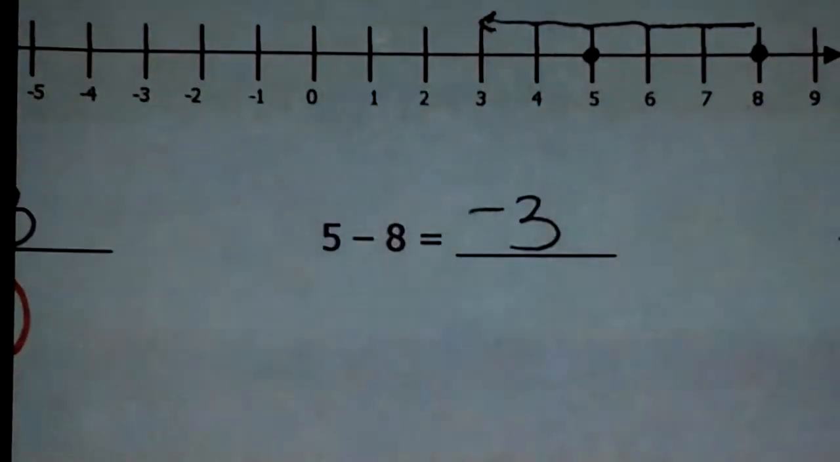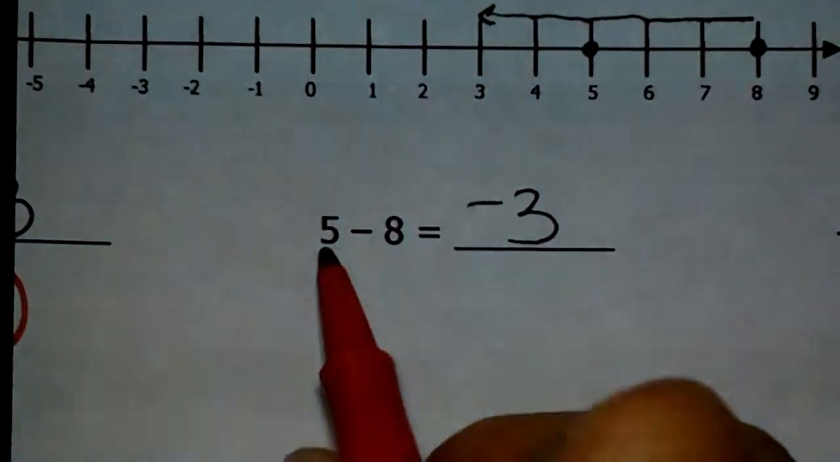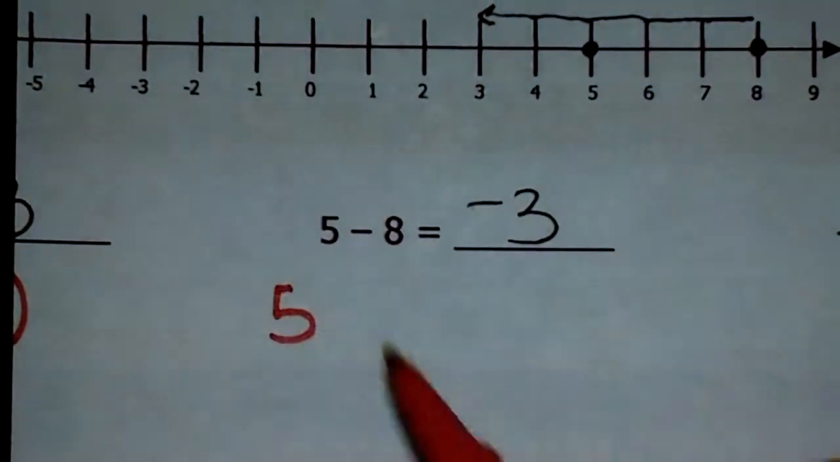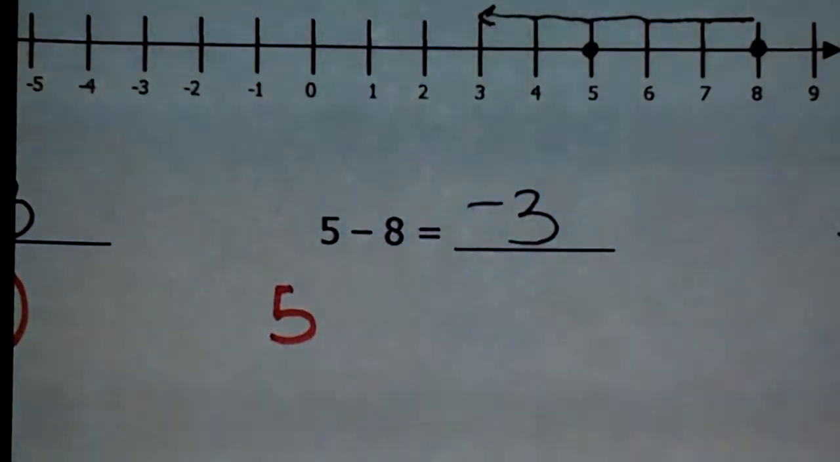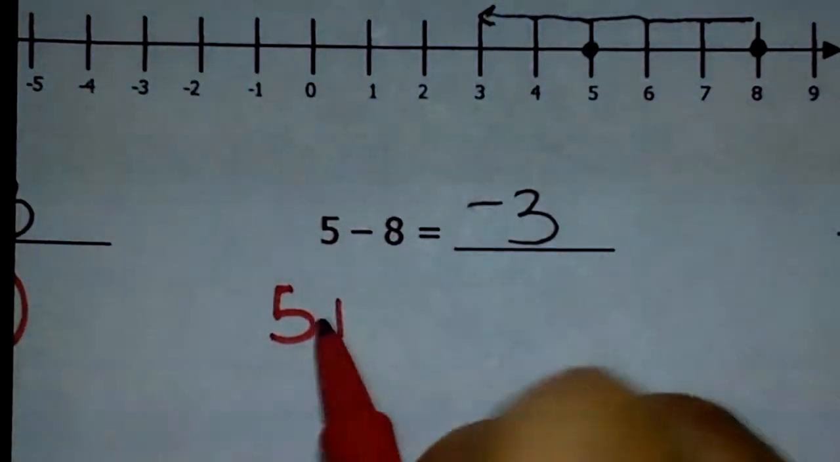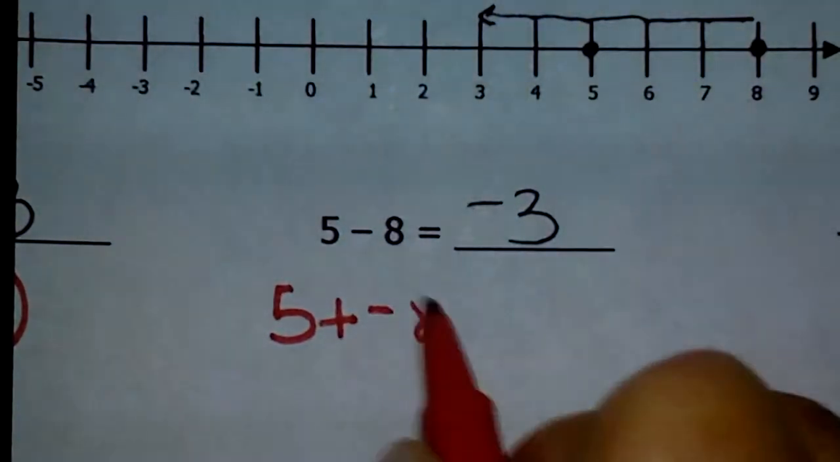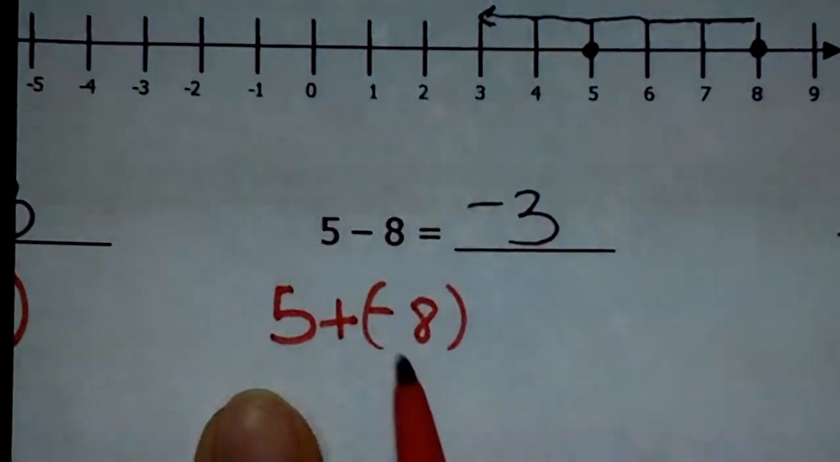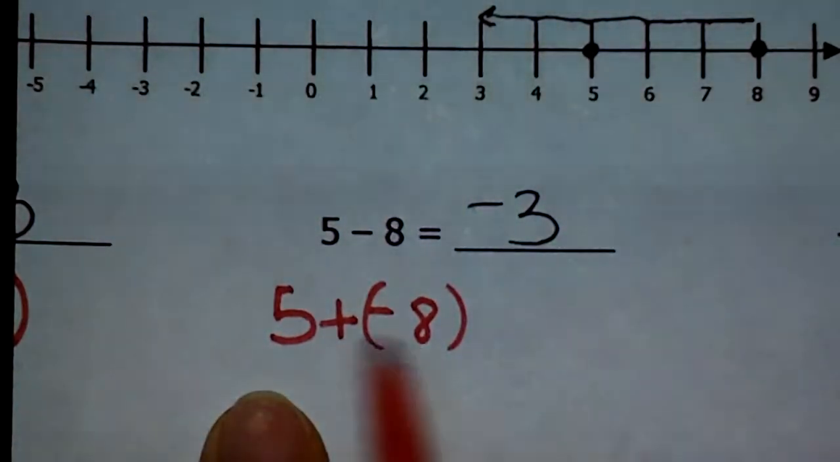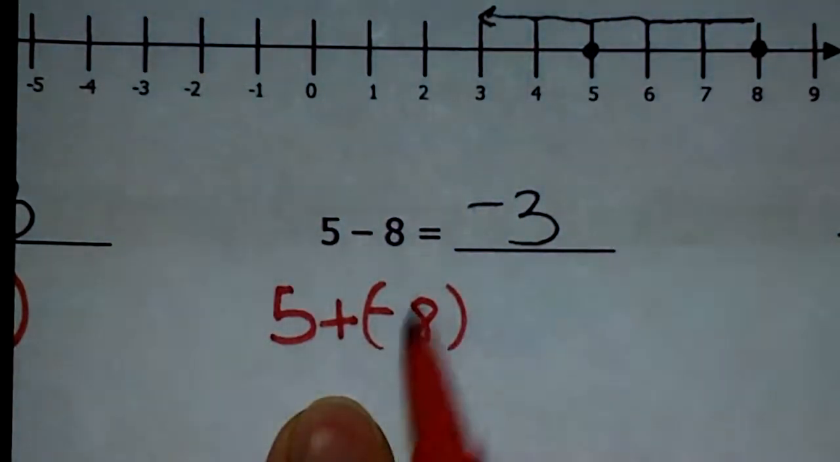So look at this next one. I'll show you that it works. We're going to do keep, change, change. Keep the 5, because in subtraction, you can never change what you start with. I'm going to change subtraction to addition, and that 8 is now going to become a negative 8. Again, two different signs. Subtract the digits. 8 minus 5 is 3. I have more negatives than positives, so it's a negative answer.